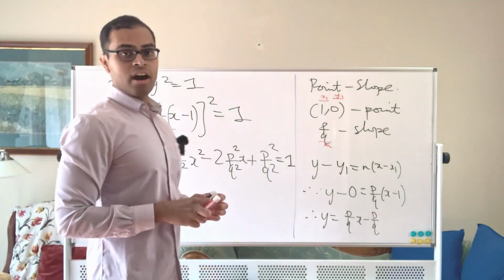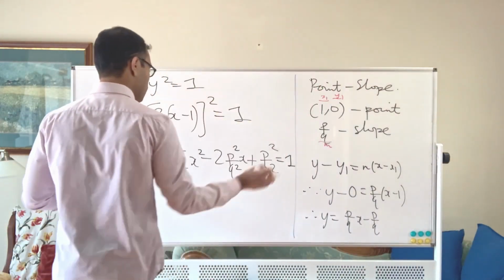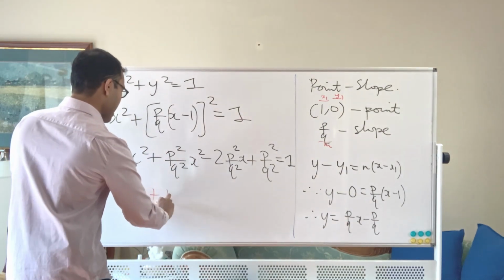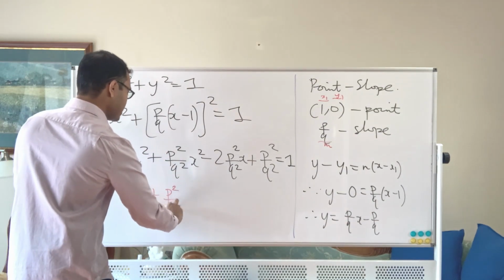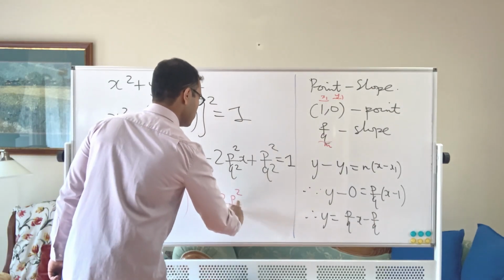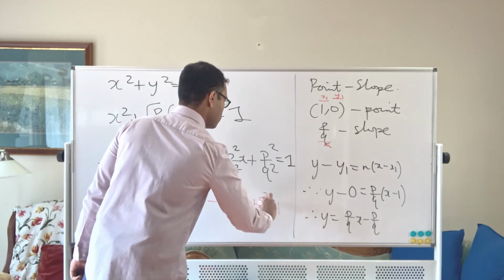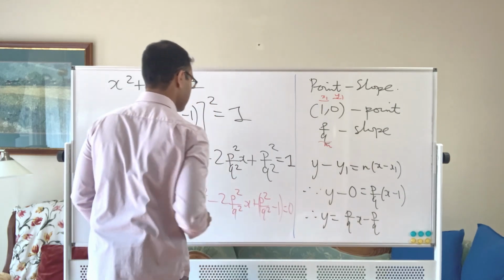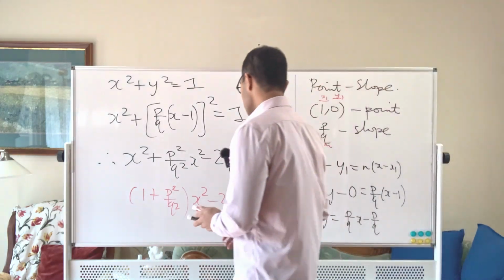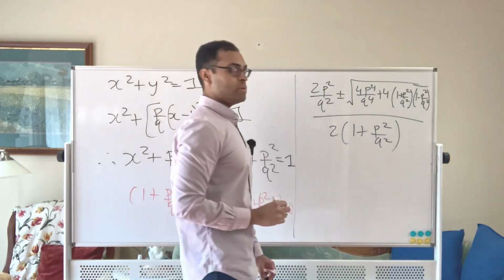And this is going to be now the quadratic formula. So we want to just write out the coefficients very clearly. We're going to get (1 plus p squared over q squared) times x squared, minus 2p squared over q squared times x, plus p squared over q squared minus 1, is equal to 0. So that's going to be the equation we're interested in. We need to solve for x, so we apply the quadratic formula. That's going to be our solutions.